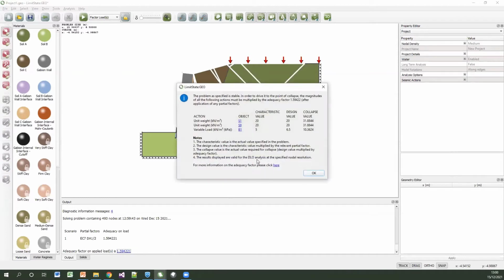And if I click on the solution, you can see that here in terms of the loads, of course, factoring permanent actions, which is the unit weight of the soil, they don't get factored. The factor is 1, but this variable load is unfavorable. It has a characteristic value of 5. It gets factored by 1.3 first, and then over and above that, the adequacy factor is applied to get collapse. So as long as that adequacy factor is bigger than 1, then essentially we have satisfied the equation that actions are less than resistances.